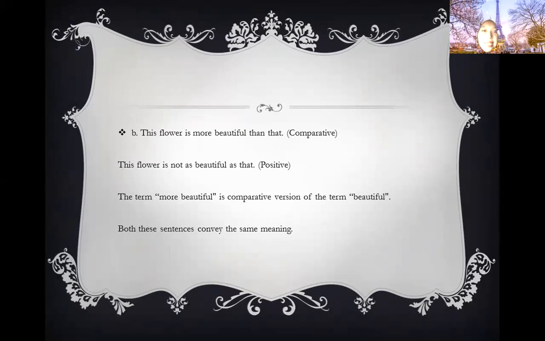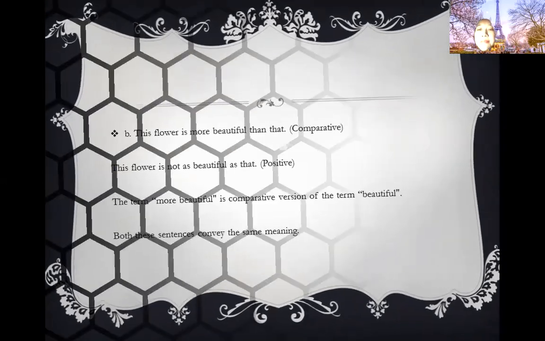Let's have another example. This flower is more beautiful than that. It means that flower, to show comparative. But for positive, the example, this flower is not as beautiful as that. So the term more beautiful is the comparative version of the term beautiful, and both sentences convey the same meaning.